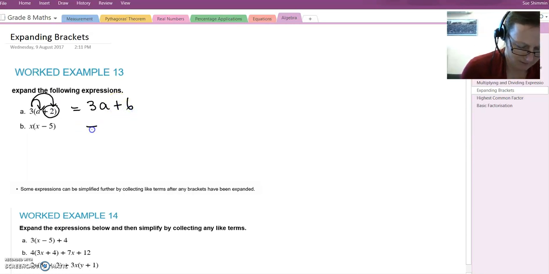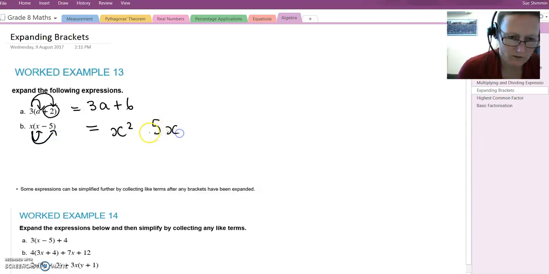The next one, we multiply the thing outside the bracket by everything in the brackets. x times x gives us x squared. x times 5 gives us 5x. And what sign is it? Well, this is a positive and this is a negative, so we end up with that sign in between.